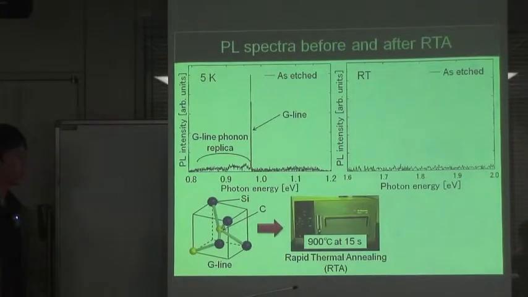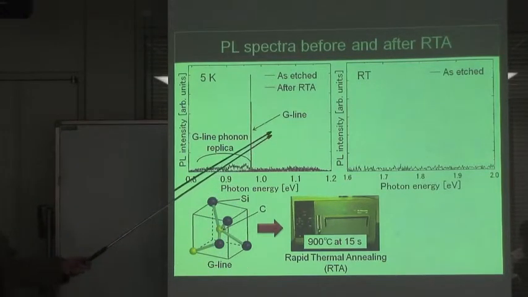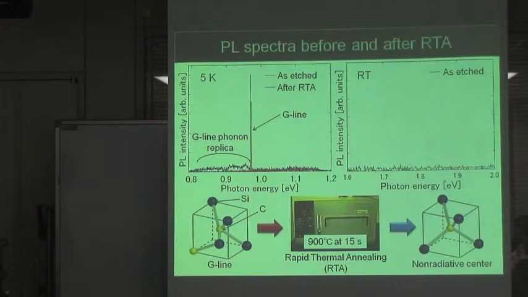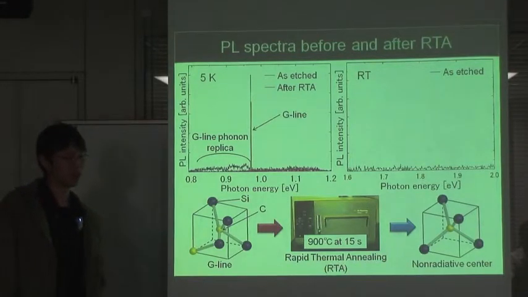Therefore, we performed a rapid thermal annealing, which anneals the sample for a very short time by using the flash lamp. We annealed the sample at 900 degrees Celsius for 50 seconds. And this red line indicates the photoluminescence spectrum of the sample after rapid thermal annealing. We can see that the G line clearly disappeared. It suggests that the center of the G line changes to a non-radiative center like this.